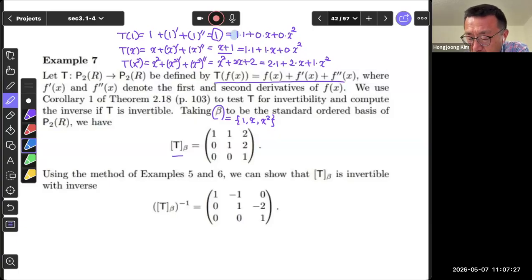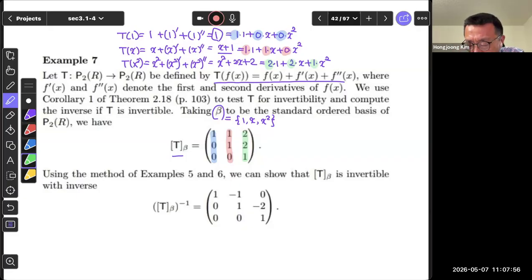So these coefficients 1, 0, 0 go to the first column of the matrix. And then the coefficients of the next vector, 1, 1, 0, go to the second column. And this 2, 2, 1 goes to the third column. So that's how we construct this matrix, right?